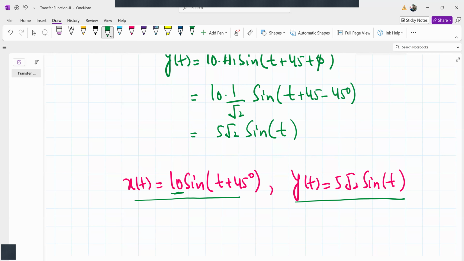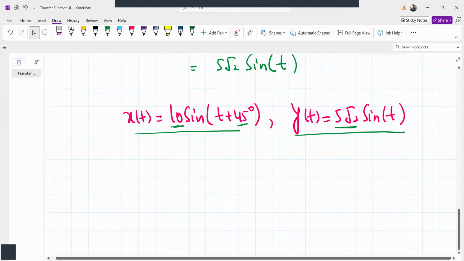Amplitude gets modified. Now the new amplitude is this. Phase earlier was 45 degrees. There is no phase in the output. Okay. Only two quantities change: amplitude and phase of this sine. Okay. Now let's take one more example.